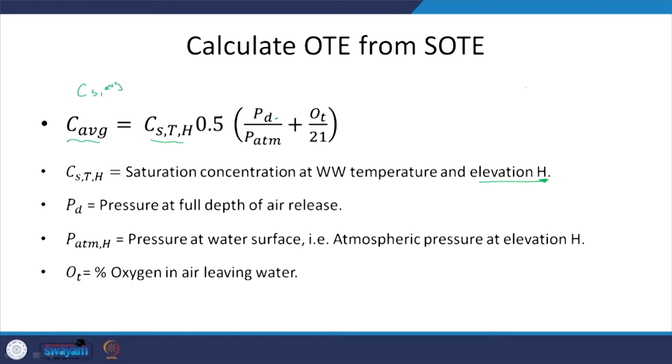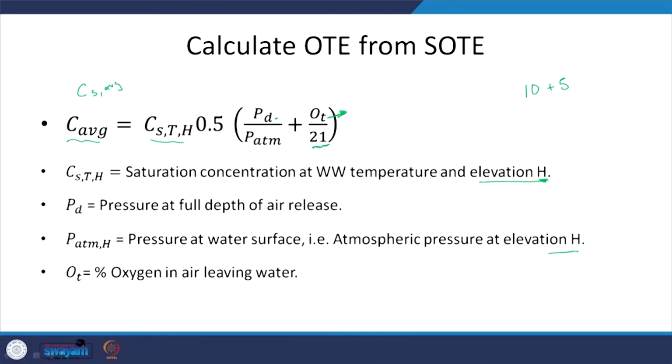For example, if the elevation is, let's say, 10 and the depth of water is 5, so PD will be 10 plus 5. And pressure at water surface, that's what we already have out here. And here, what is this? Oxygen in air leaving the water. Typically this is 21% oxygen in the relevant air, and the oxygen in air leaving the water is typically 19%, 18%. It's going to be less than 21%, obviously.